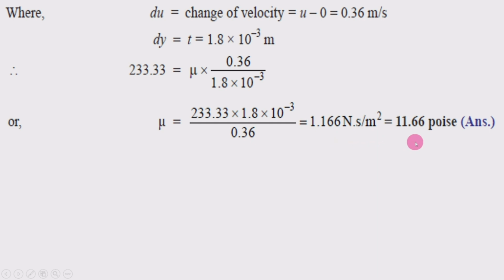In terms of poise, if you multiply with 10, that will give 11.66 poise. This is the viscosity that we needed to find out for the fluid which is the cushion between the plate and the plane.